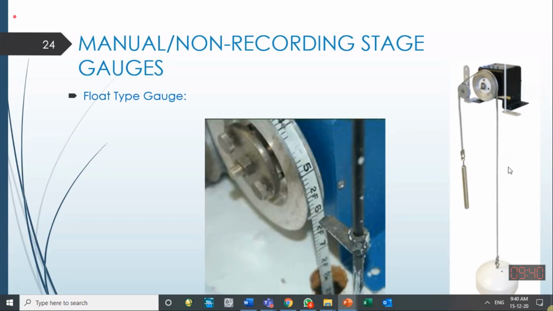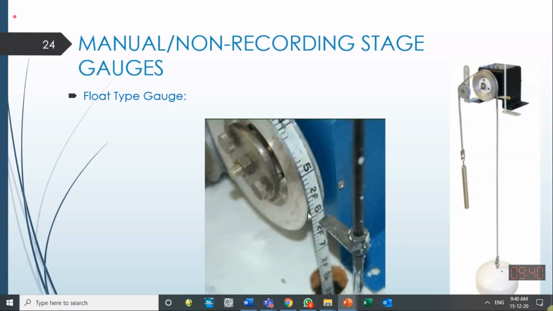As the float moves up or down, either the dial on this will give you the reading, or the rope which is connecting this counterweight and the float is nothing but a tape itself. So this tape reading will tell them what the stage is, what the depth of water is at the moment. So this string can be replaced with a tape.